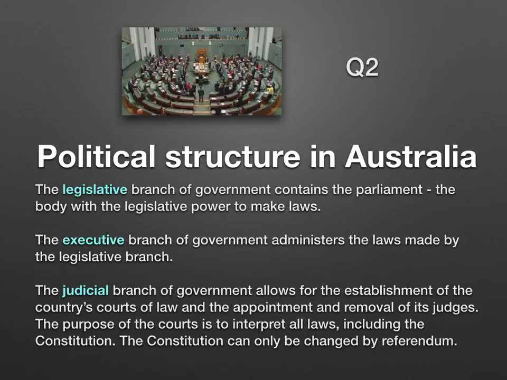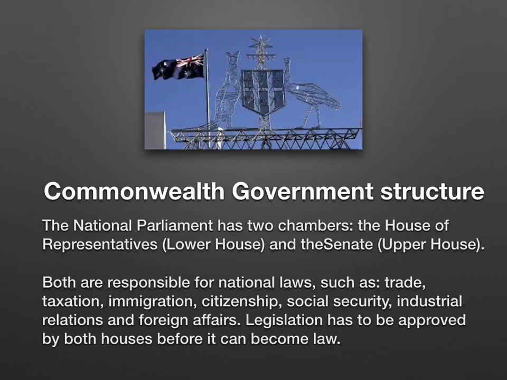The political structure in Australia has the legislative branch, which contains a parliament, and this is a body that makes the laws, the executive branch, and they administer the laws made by the legislative branch, and then the judicial branch of government. And this allows for the establishment of the country's courts, the appointment of judges, etc. And they also interpret laws.